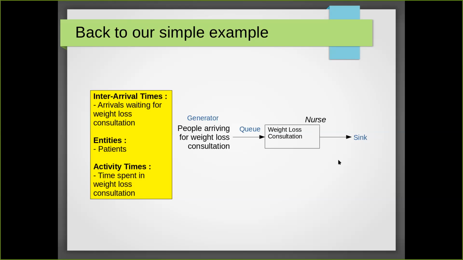But it is a discrete event simulation because we've got an activity, we've got entities, the people arriving, we've got a generator which generates those entities, we've got a queue forming as they wait for this activity, and then this activity needs a nurse for it to happen, and then they flow out to a sink. So here our inter-arrival times are the times between arrivals of people wanting a weight loss consultation, our entities are patients, and the activity time is the time they spend in that weight loss consultation.